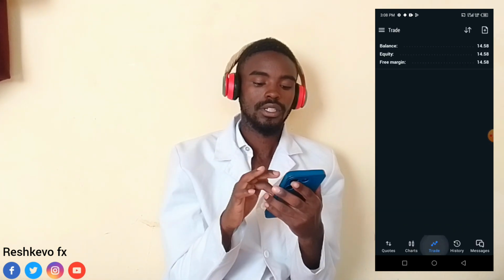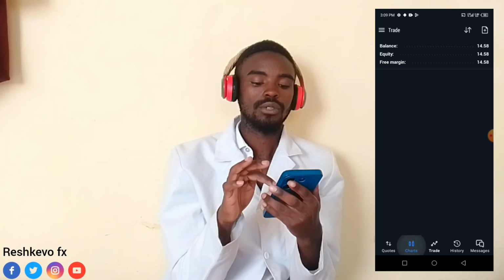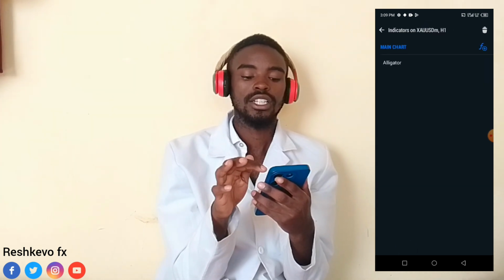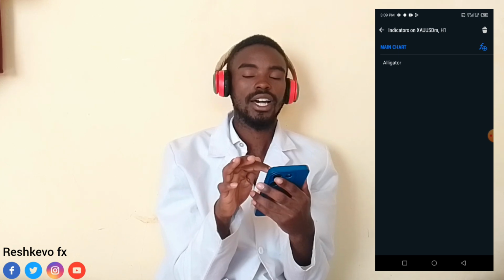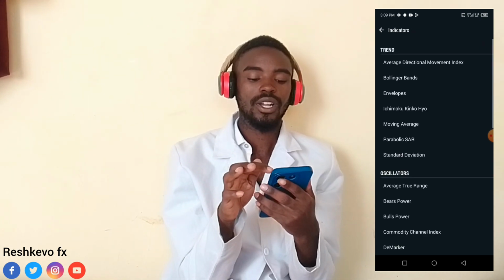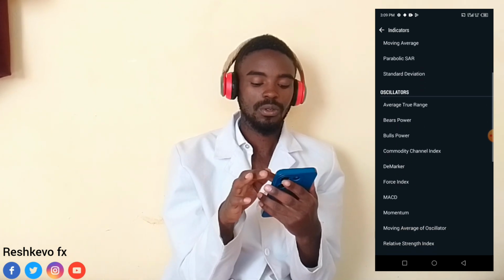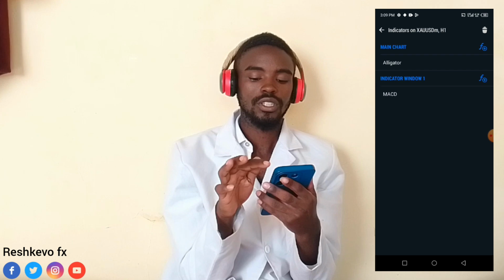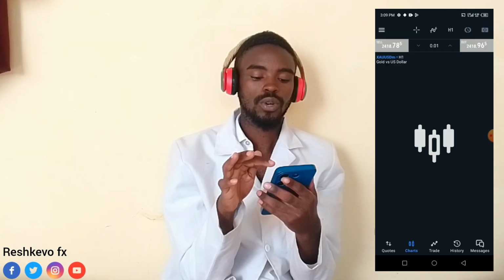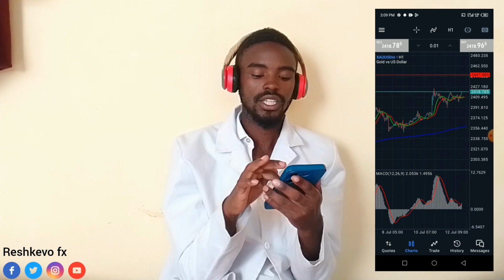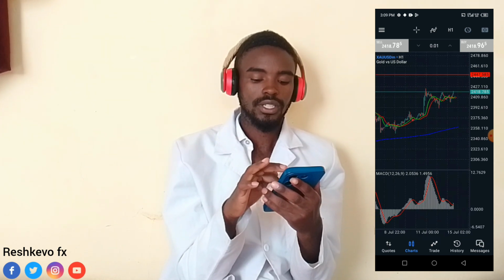After pressing it, it will bring you to a display where it is the main chart. So you can see there is an example of an indicator that is called alligator. So we will go to the MACD. As you can see, there is MACD. You save.